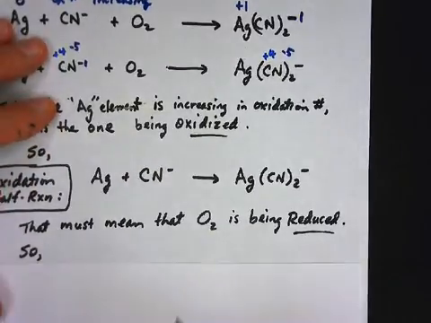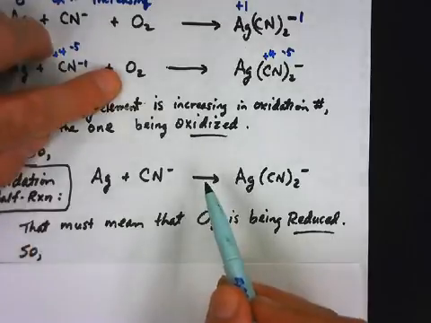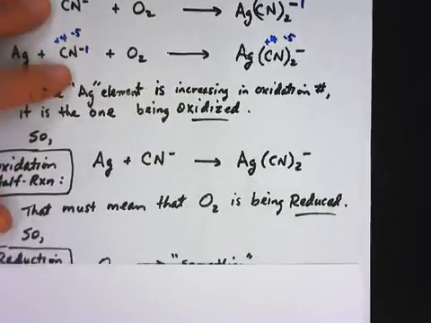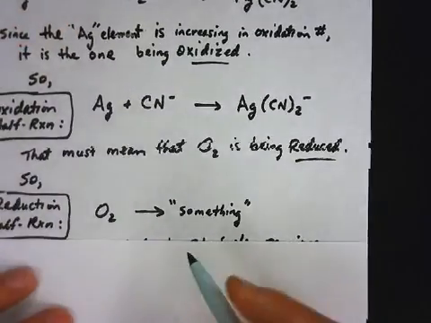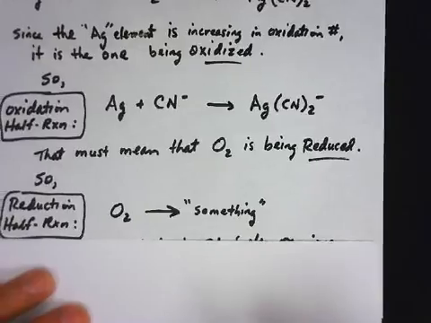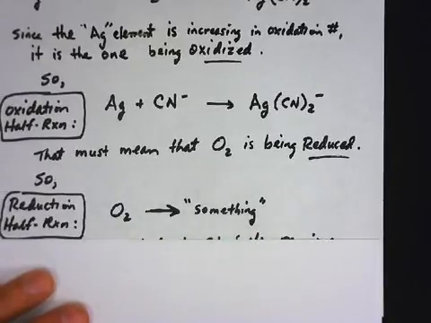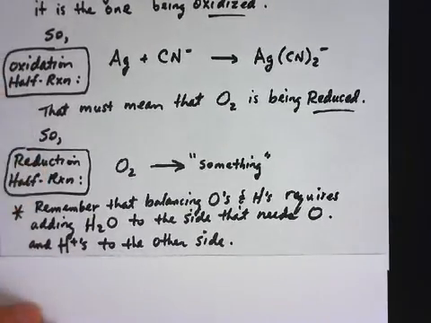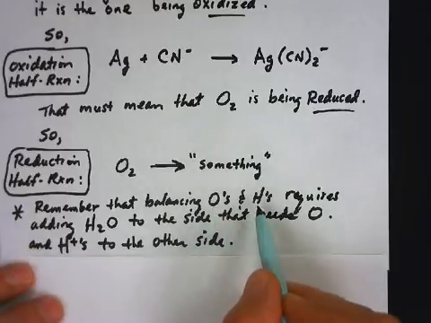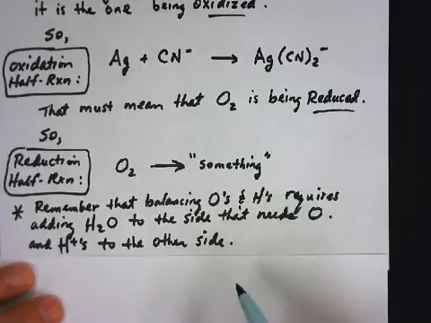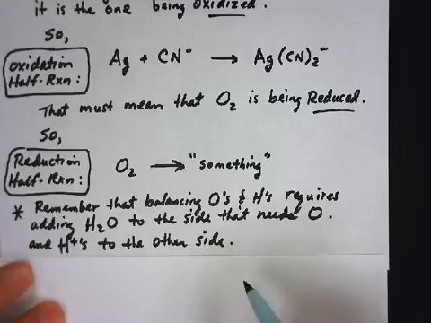Again, remember I said that since this is the oxidation half, that must mean that the oxygen is undergoing reduction. So it's the oxygen that's being reduced. So therefore, we'll write oxygen as a reactant, produces something. So this is an incomplete reduction half reaction. Now, you might recall from class that balancing oxygens and hydrogens requires adding H2O to the side that needs oxygen, and then following up with putting H+ on the other side.